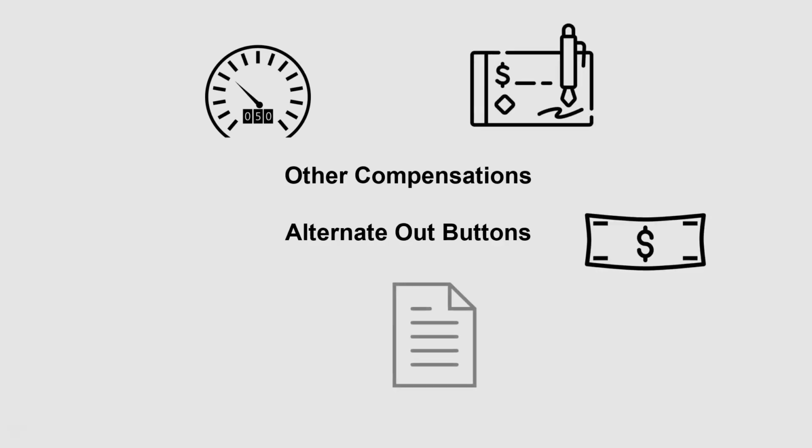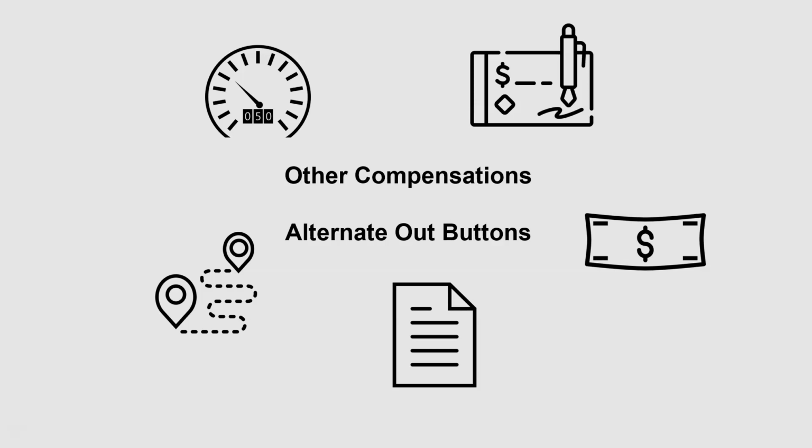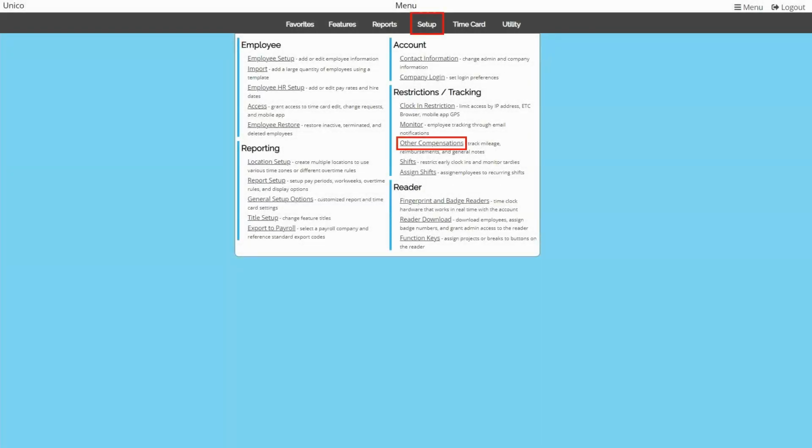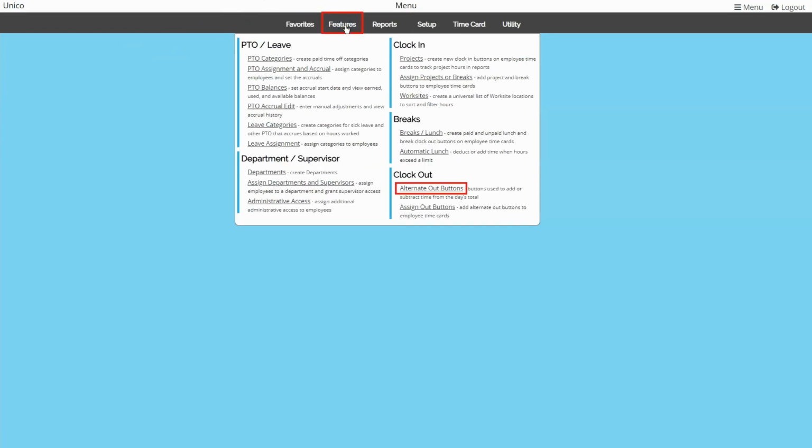In this video, we will be discussing features titled Other Compensations and Alternate Out buttons. These features are used for various types of reimbursement. This includes mileage, commission, bonus, general notes, and compensation for running errands. We will start out with the options available in Other Compensations located in the Setup tab. Then we'll go over Errands and Auto Time in Alternate Out buttons under Features.